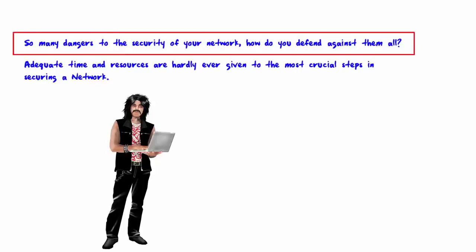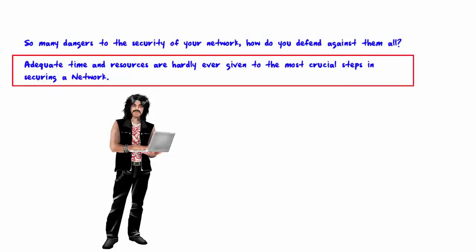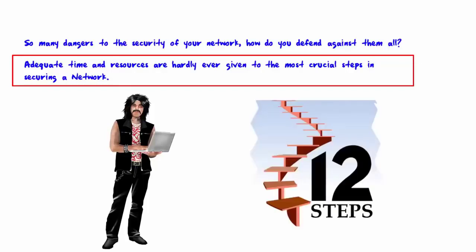There's so many dangers to the security of your network. How do you defend against them all? Well, that's what this course is all about. Adequate time and resources are hardly ever given to the most crucial steps in securing a network. With this course, I'm going to give you 12 steps to follow that include the most crucial steps. So you'll be sure to cover everything. Likewise, you'll be sure not to spend a whole lot of time on steps that don't add much value.